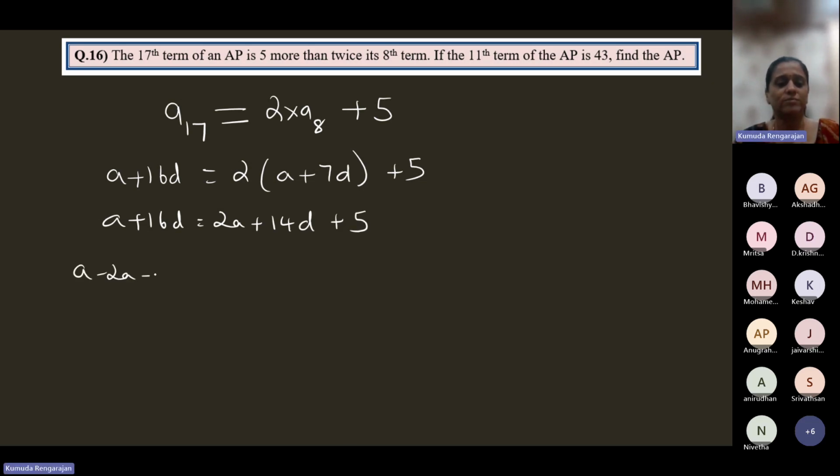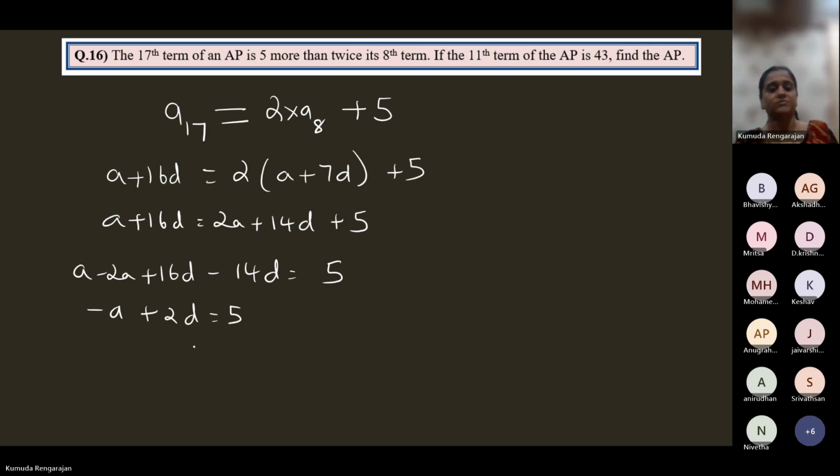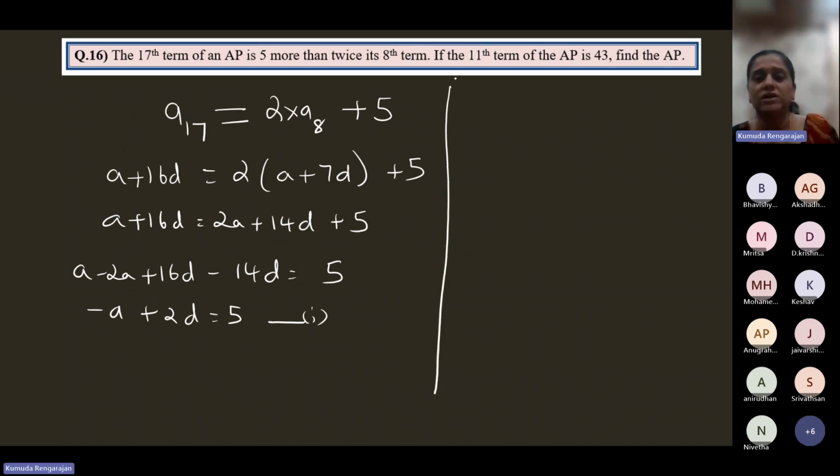A minus 2A plus 16D minus 14D is equal to 5. Minus A plus 2D is equal to 5. That's one equation in A and D. Now, there's another information given: the 11th term of the AP is 43. That means A plus 10D is equal to 43. This is the second equation.